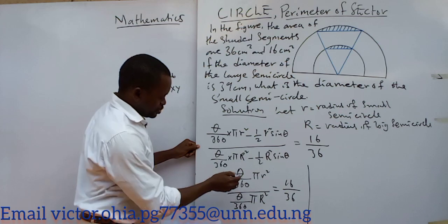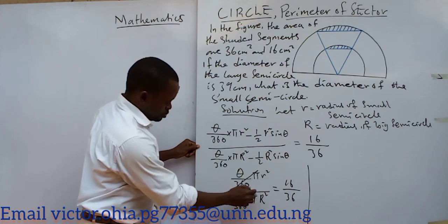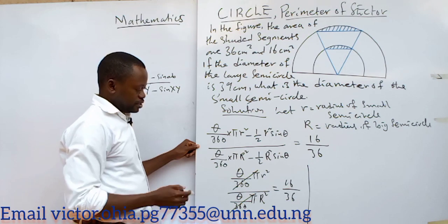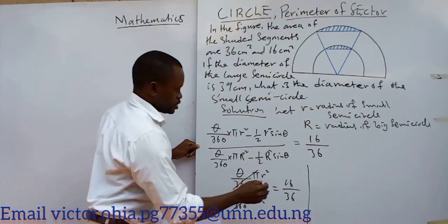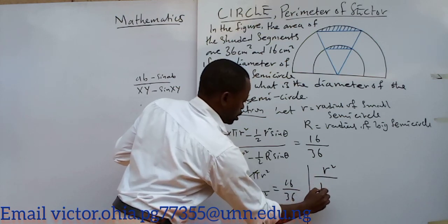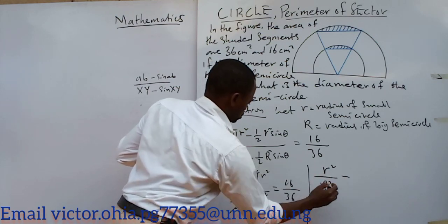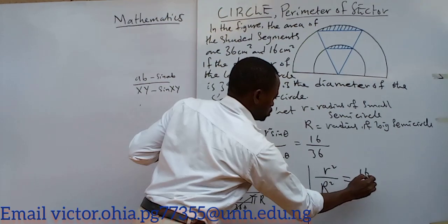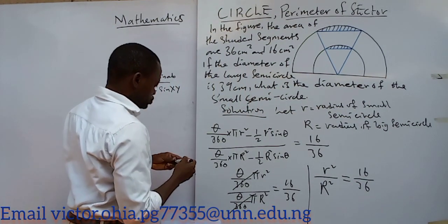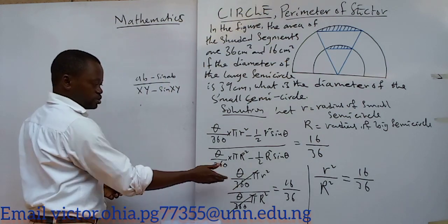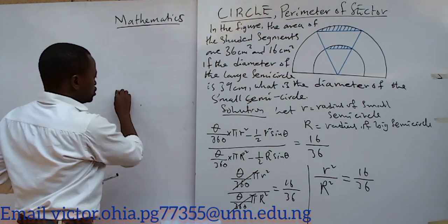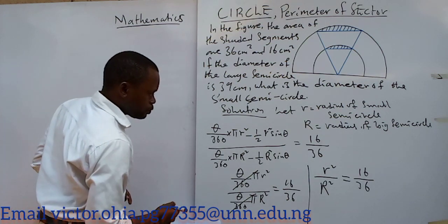Follow me. I am wiping away this and this. Yes, I'm taking them away, so that I will have left r squared over capital R squared equals 16 over 36. Okay, there's no problem there. I'm sure you understood that. So, what do we have?